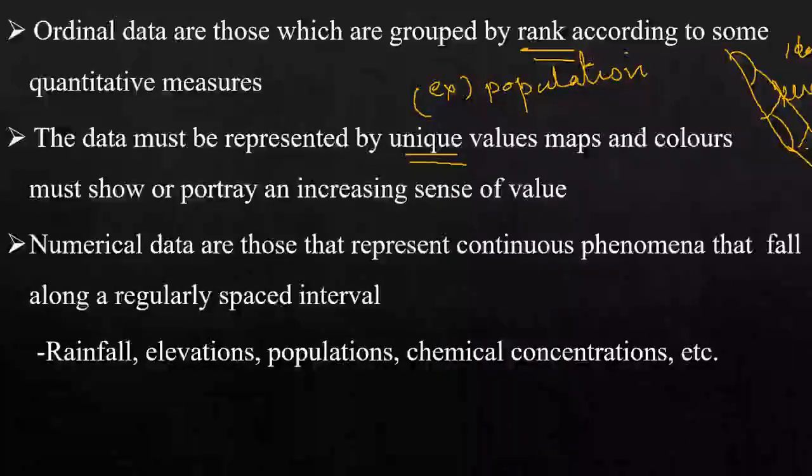Maps and colors must show or portray an increasing sense of value. Right? You can use unique values for maps, or you can use colors. So when you use colors, you can use light colors to dark colors. So that will portray an increasing sense of value. Then you can use numerical data, or those that represent continuous phenomena that fall along a regularly spaced interval. Examples are rainfall, elevations, populations, chemical concentrations, etc. So you can use numbers.